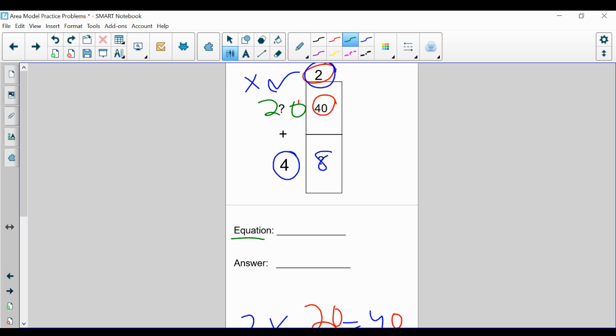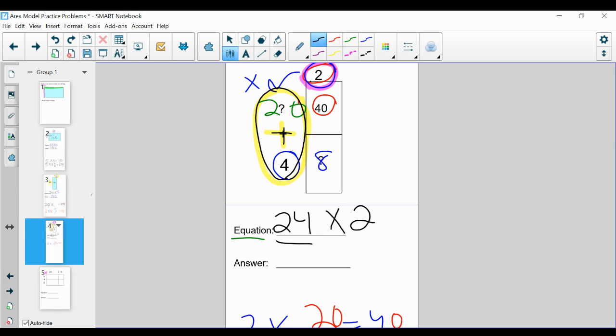So right here where it says equation, my equation here is 24, this is 20 plus 4, times 2, okay? That's the tricky part. My equation is 24 times 2, okay? If that didn't make sense, go ahead and rewind it and watch it again. We have 20 here plus our 4 here. That makes 24 times the 2 up there, okay?